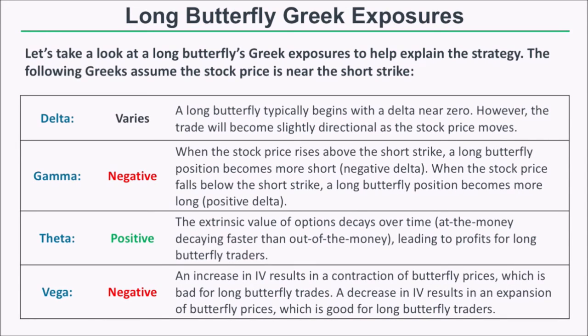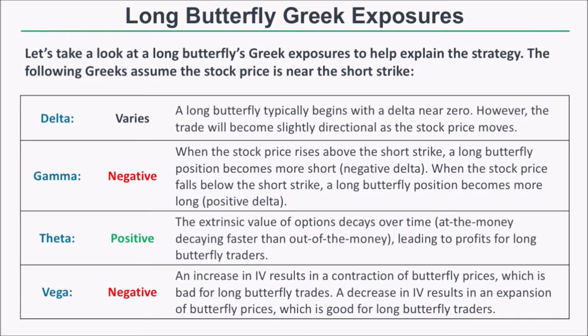Now this should make intuitive sense because let's say you initiate a long call butterfly spread and the stock price is right at your short strike. If implied volatility increases, that means that there's a larger expected movement for the stock price in the future and therefore a lower probability that the stock price will remain at your short strike. And as a result, the long butterfly spread will become cheaper.